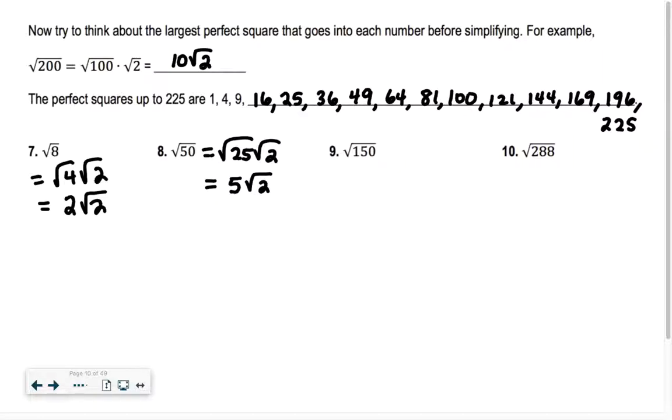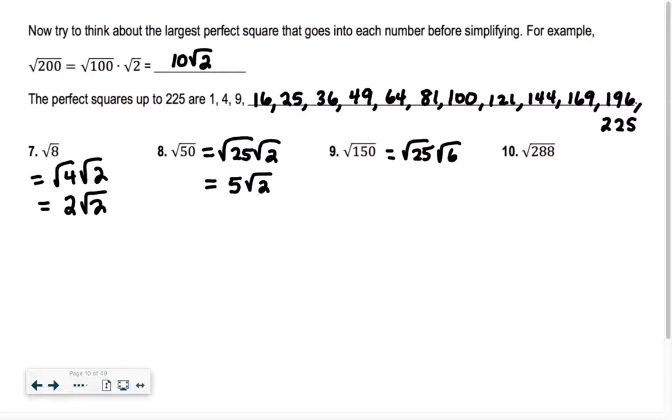150. 100 doesn't go into it, right? 25 goes into it. So it's the square root of 25. Whenever I think about 25s going into something, I think about quarters. If I have 150 cents, so $1.50, how many quarters do you have? 6. So it's 25 times 6 that gives us 150.